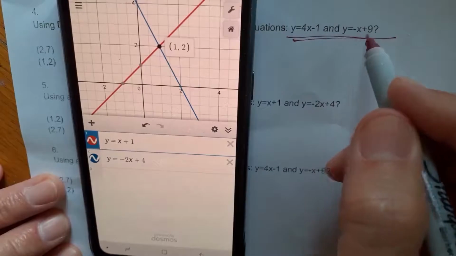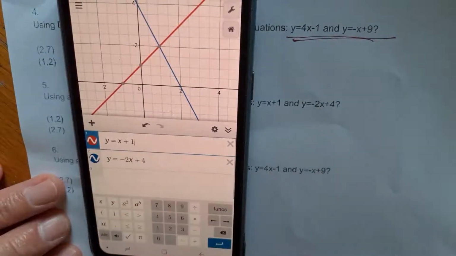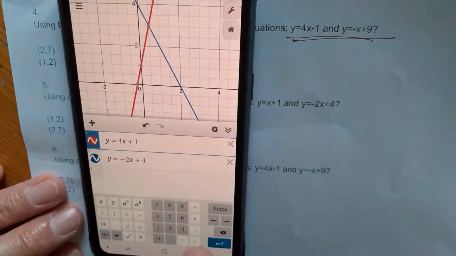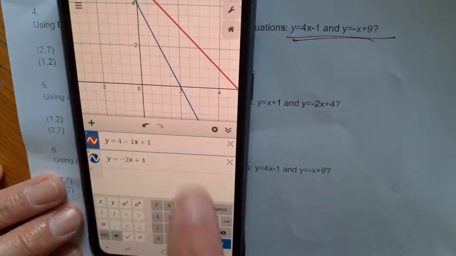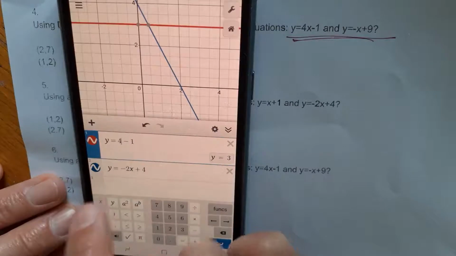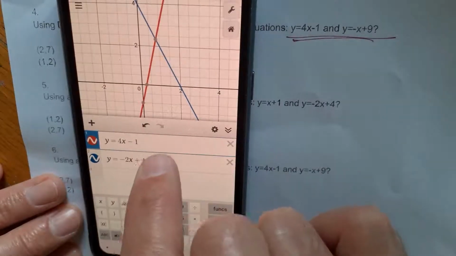This one's 4x minus 1 and negative x plus 9. I'm just going to modify what I've got. So I'm going to put a 4 in front of this. 4x minus 1. Let's get rid of this. There we go. 4x minus 1. So check it over.